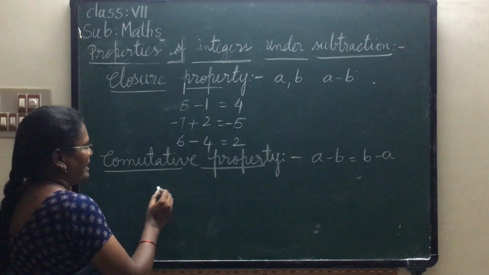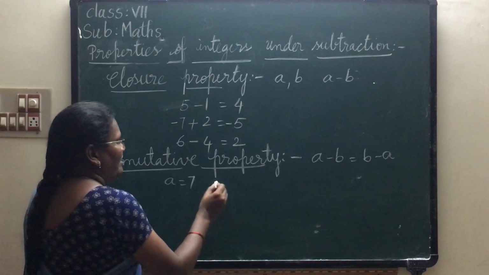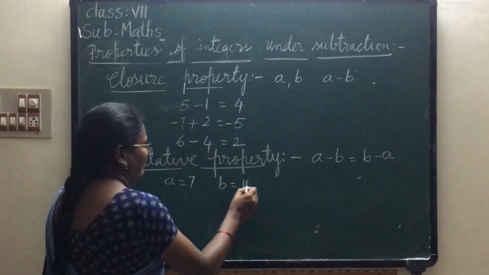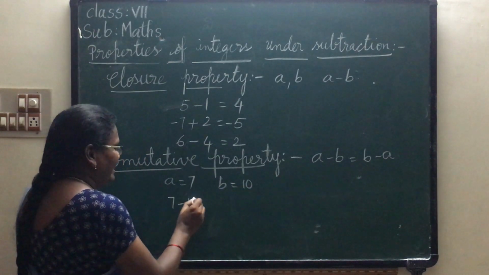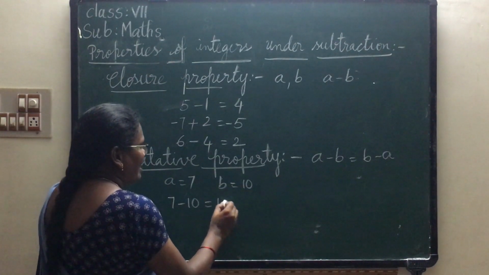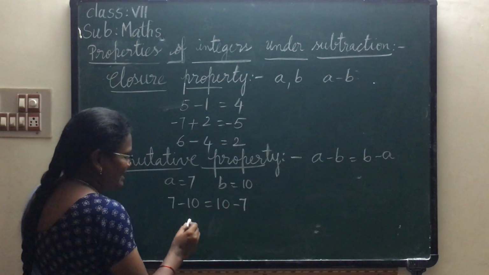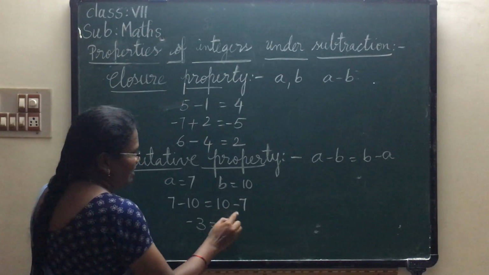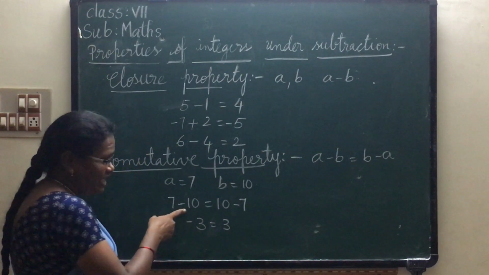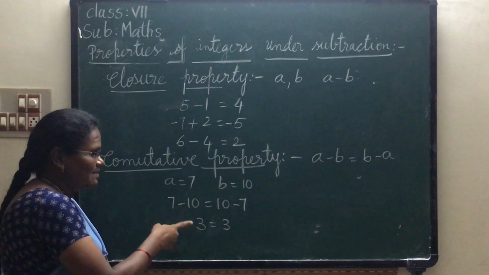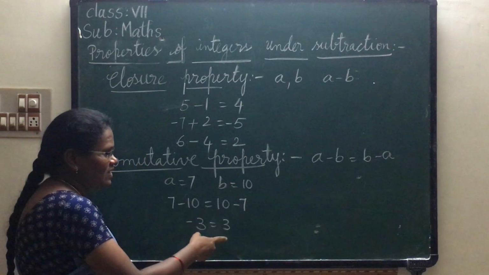Now, a value is taken as 7 and b value is 10. 7 minus 10, and 10 minus 7. 7 minus 10 is equal to minus 3. 10 minus 7 is 3. Here the bigger number has which sign? Minus. So 7 minus 10 is minus 3, and 10 minus 7 is equal to 3.